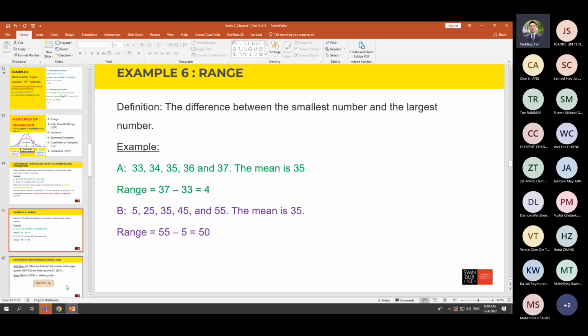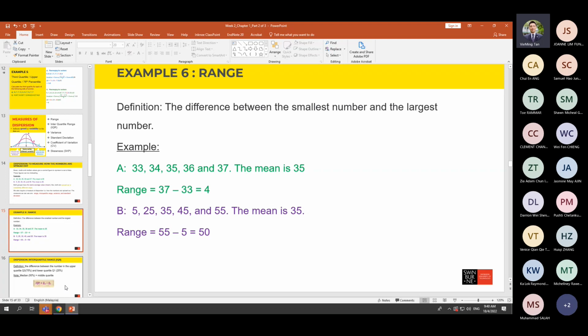Between these two data sets, which one has the highest range value? The answer is B, right? For B, the range is 50. So we can say that B data is more dispersed compared to A, because the data range is higher for set B. Next. But the problem is range is very sensitive to outliers. Outliers mean extremely small and extremely big numbers. So range can be easily affected by extreme numbers. This is the weakness.